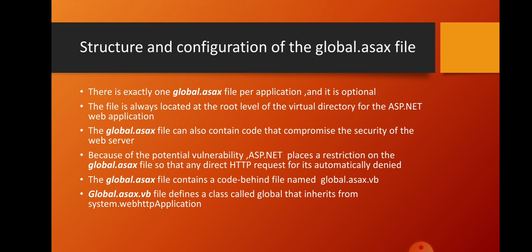Each and every application consists of exactly one global.asax file. It is not mandatory, it is optional. We won't create it manually; it may be created automatically while creating a web application. It is located at the root level of the virtual directory. It contains code that may compromise the security of the web server. That means it may affect the security of the web server.